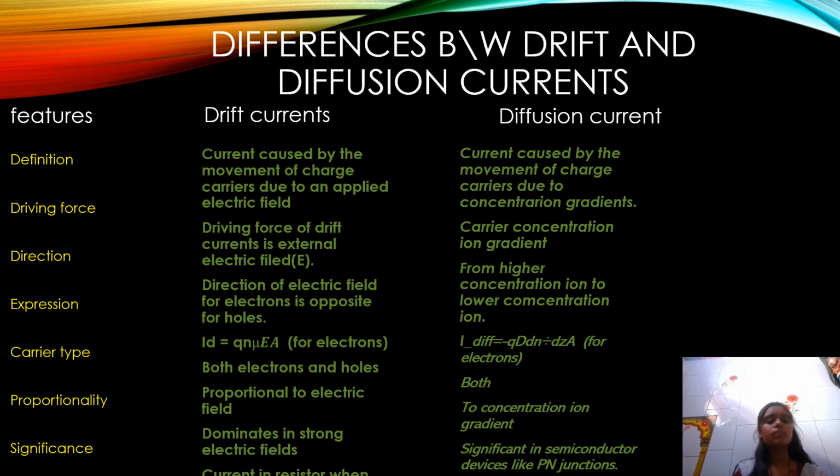What is the expression for this? The equation of drift current is I_D equals q n mu E A for electrons. The equation for diffusion current is I_diff equals q D dn by dx times A. What is the carrier type? Both electrons and holes, and for diffusion also the carrier type is the same, both electrons and holes. Proportionality: drift is proportional to the electric field, and diffusion is proportional to the concentration gradient. What is the significance? Drift dominates in electric fields, and diffusion is significant in semiconductor devices like the PN junction diode.